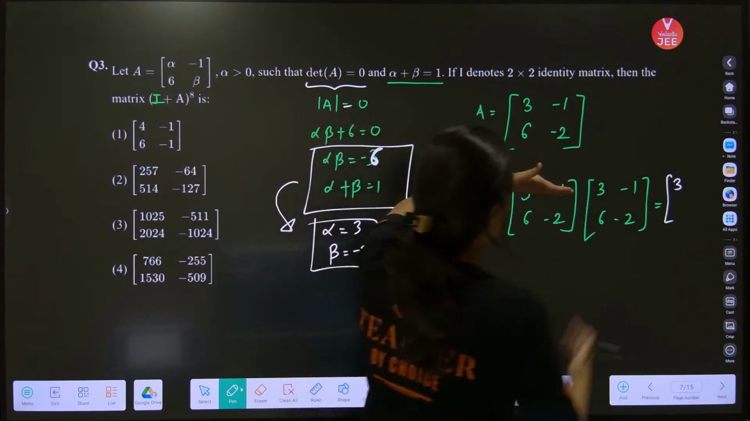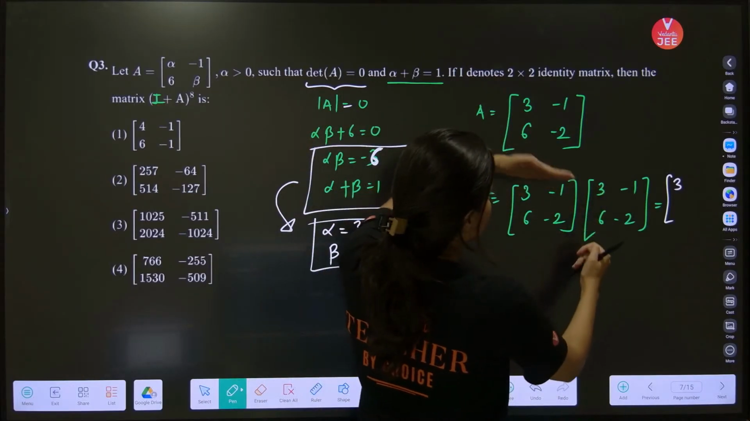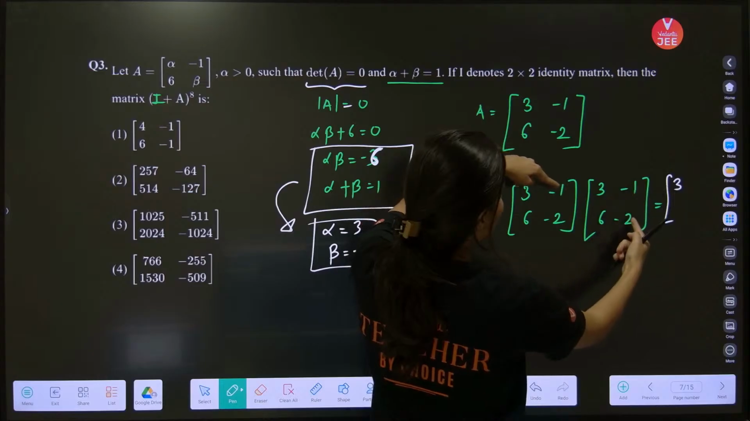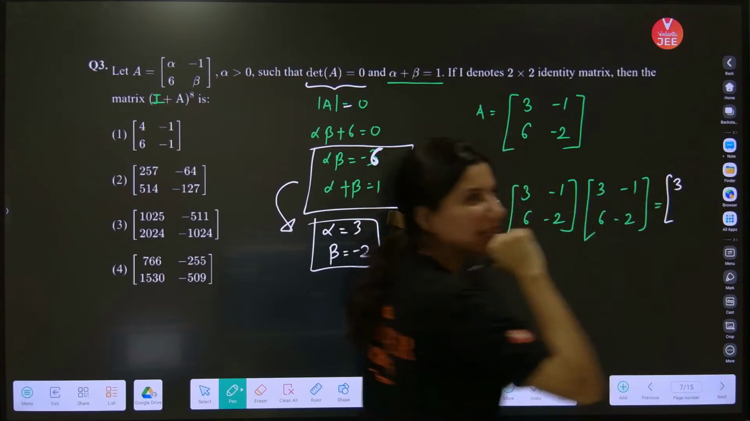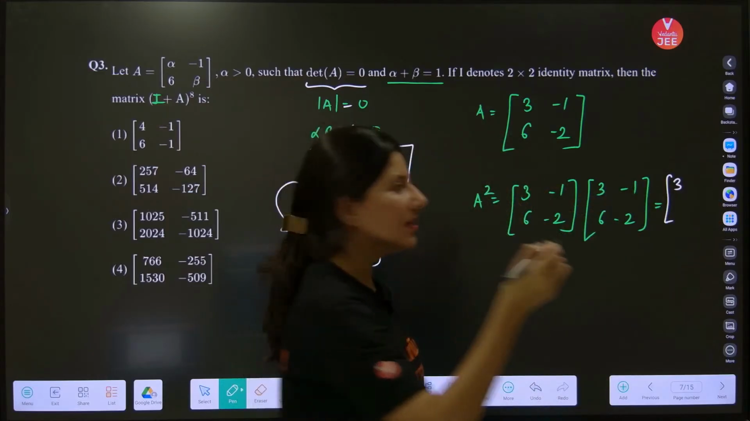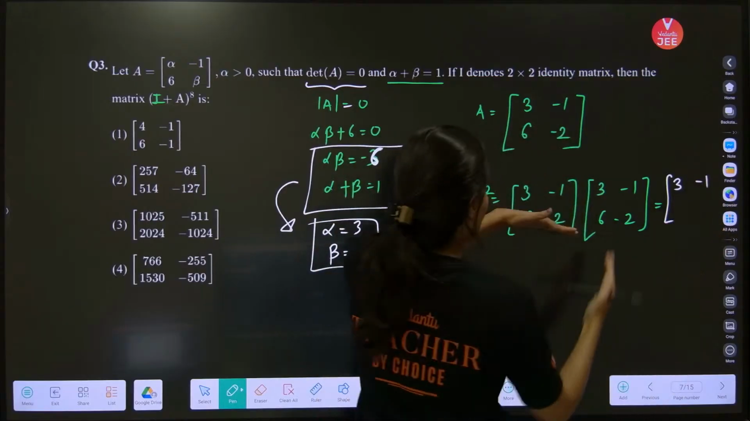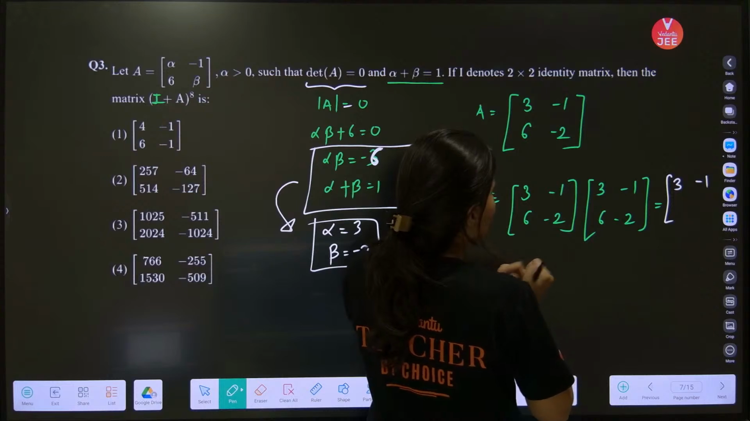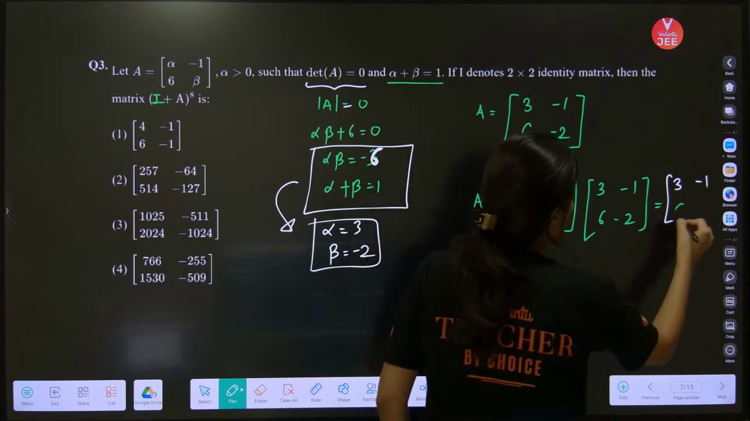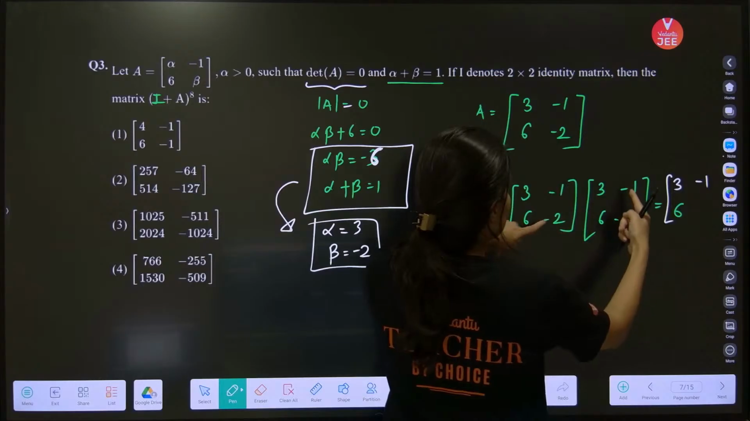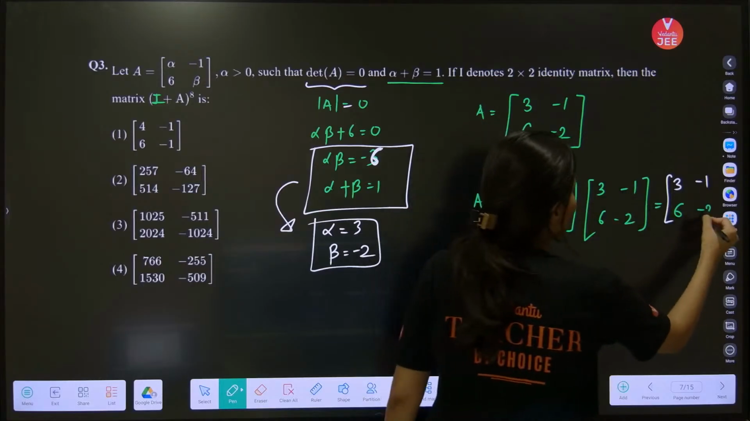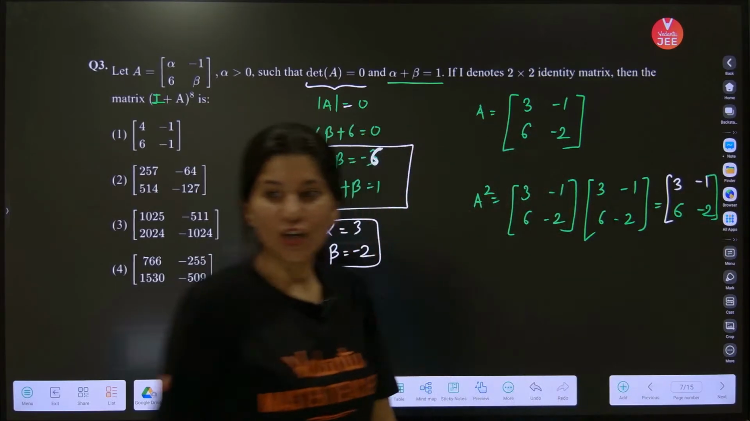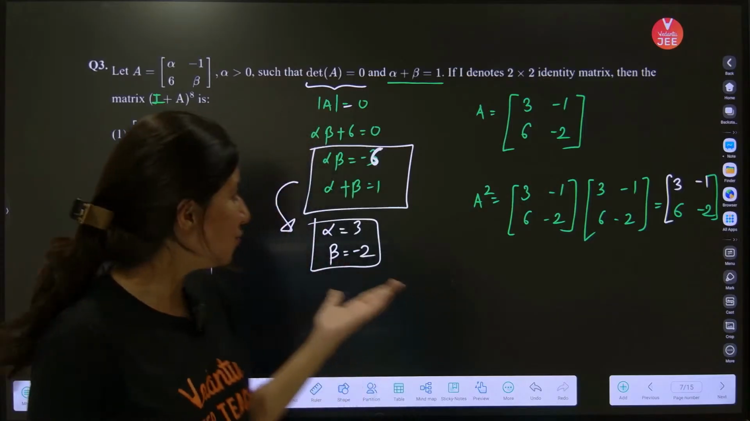Okay? Understand? 3 3s are 9 minus 6. Now, this and this. Minus 3 plus 2. Minus 3 plus 2 is, ma'am, minus 1. Now this and this, 6 3s are 18 minus 12, 6. And the last, minus 6 plus 4. So, minus 2.